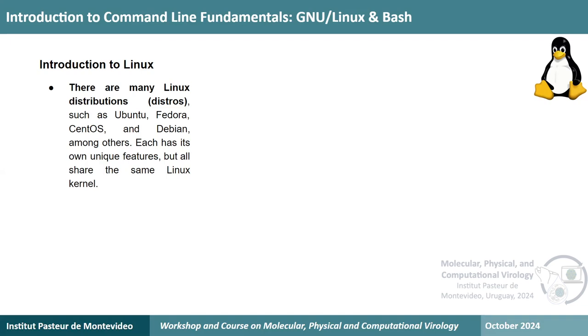Then we do have Fedora, known for being cutting edge. It's great for developers who want the latest software and features, and it's linked to Red Hat, so you get access to some enterprise-level features. Then we have CentOS, which is perfect for enterprise environments where stability is key.